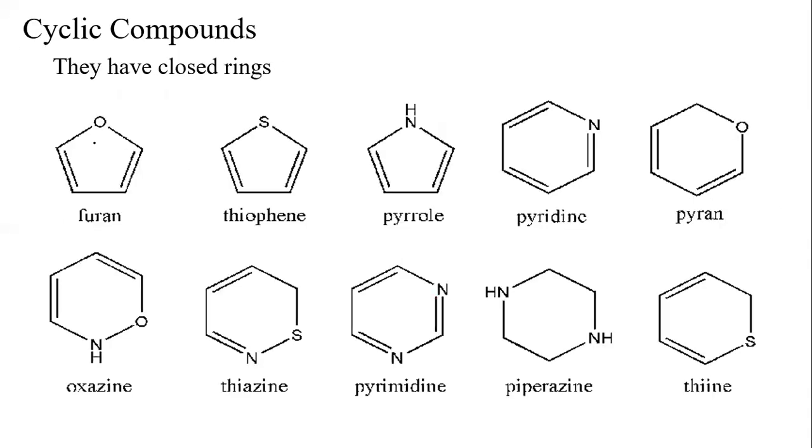Coming to cyclic compounds, these are nothing but your cycles. You have closed rings like furan, thiophene, pyridine, pyrene, thionine, piperazine, pyrimidine, thiazine, oxazine. You will read about all these things.